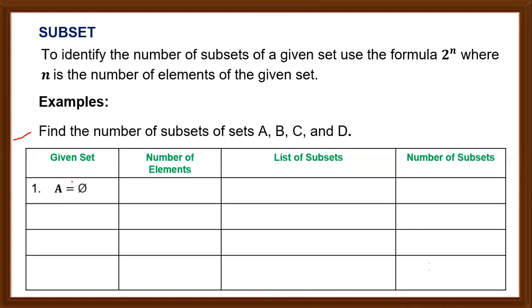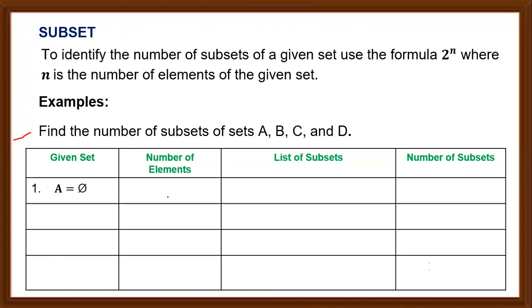Yung set A natin is equal to, ano ang tawag sa symbol na to? Remember, this is empty set. Ang empty set, pwede siyang nakasulat na open close braces or pwede rin to. So pag binilang ko yung element niya, di ba sa definition kanina, finite set siya.